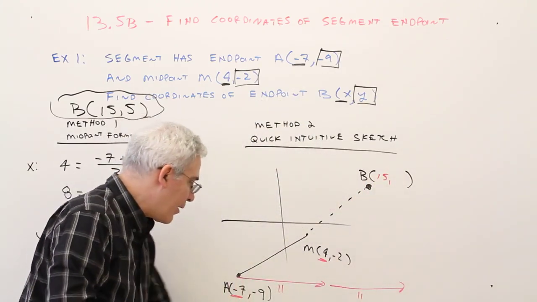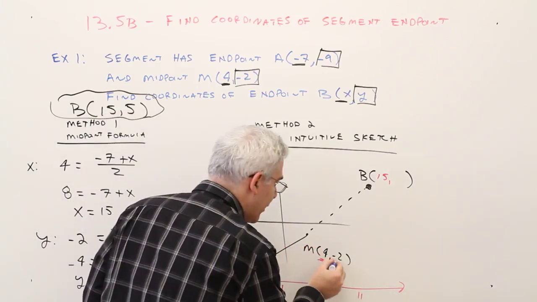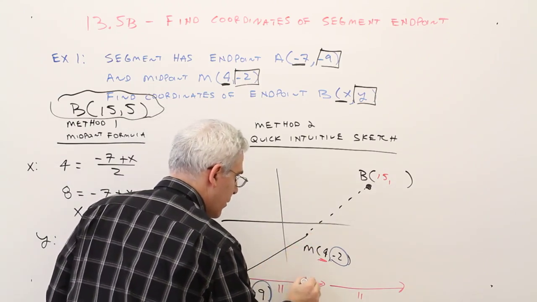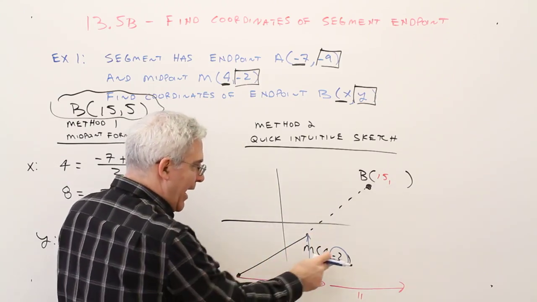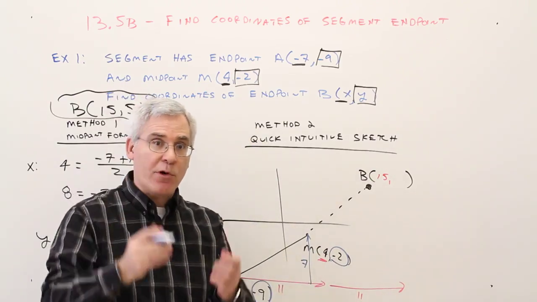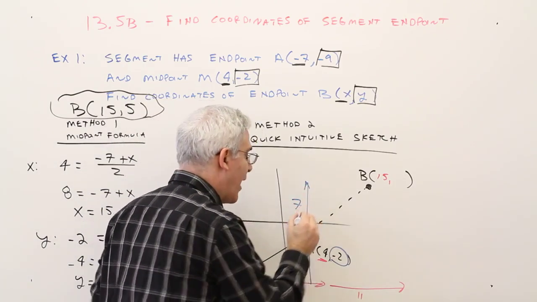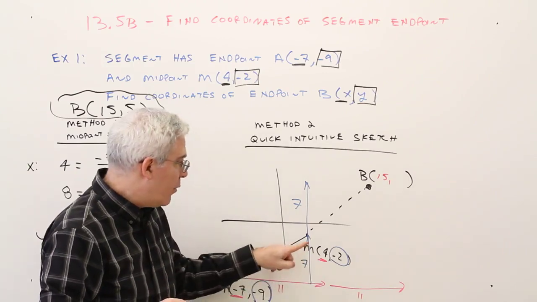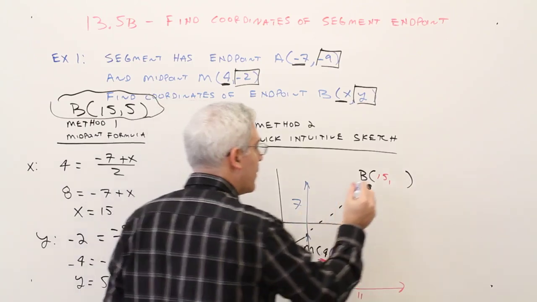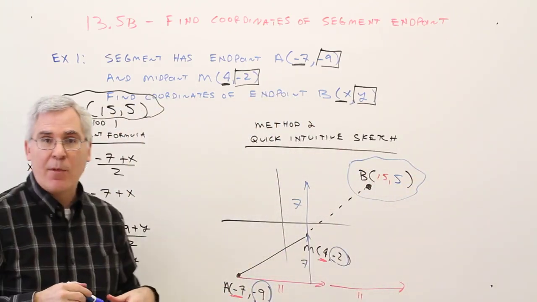Let's do it in the y direction. This has a y value of -9. This has a y value of -2. So I went from -9 to -2. I went 7 units upwards. Well, that's a midpoint. I must need to go another 7 units upwards. What's 7 units up from -2? -2 add 7 is 5. So you get the exact same answer.